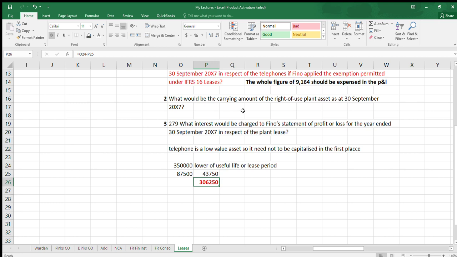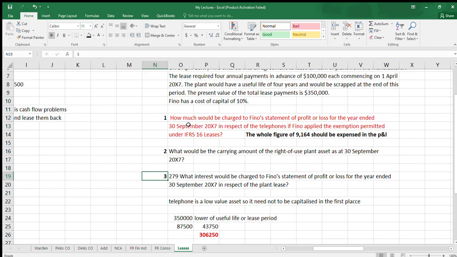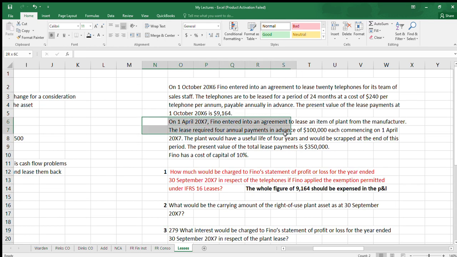Okay. Now 3 is asking what interest will be charged to Fino's statement of profit or loss for the year ended 30th September 20x7 on the plant lease. And here is the plant lease. But still bear in mind that the plant lease is halfway through the year, from April to September, that is 6 months. So on April, Fino entered into an agreement.